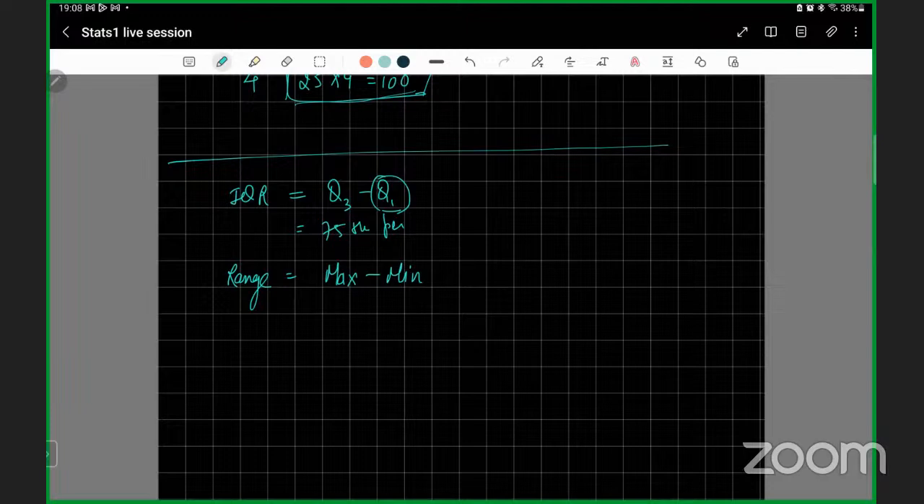Do we have any basis of saying this, ma'am, that this is better than the range? See, the one thing is that IQR is not getting affected by outliers, and range gets affected by outliers.